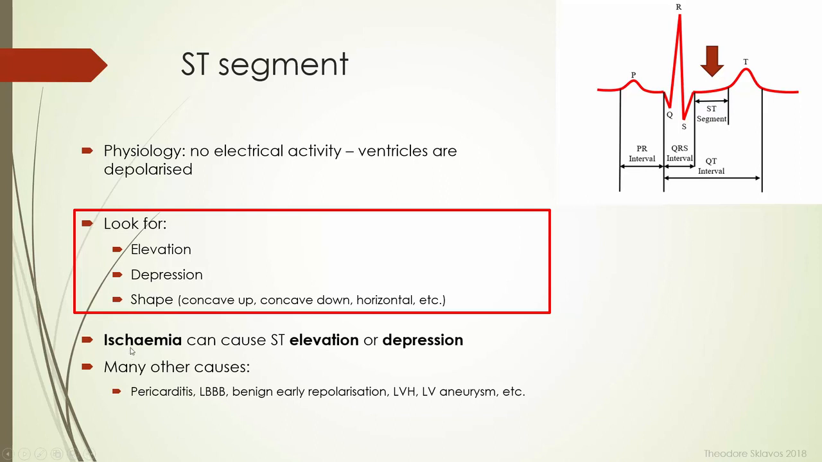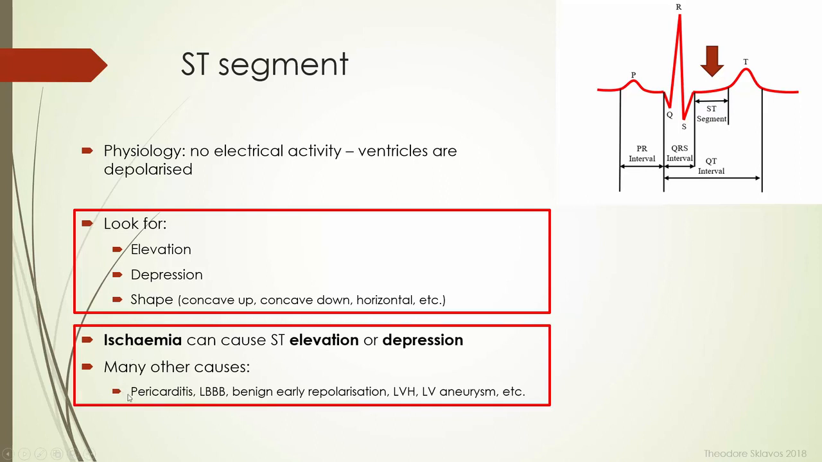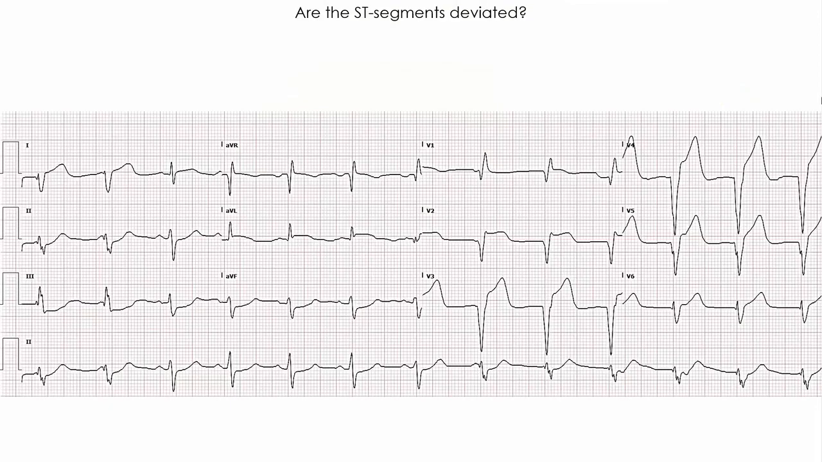Alright, so on that topic, what causes ST elevation or depression? Well, ischemia is always the first thing that comes to mind. What I want you to realize is there are a lot of different causes, okay? So any of these things, and there are many more. Alright, so when you see ST segment changes, don't just think ischemia. It should be the first thing you need to rule out, but it shouldn't be your only differential.